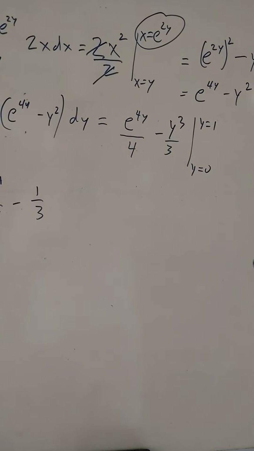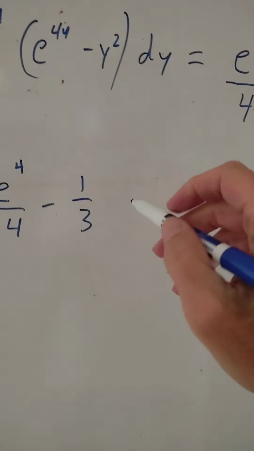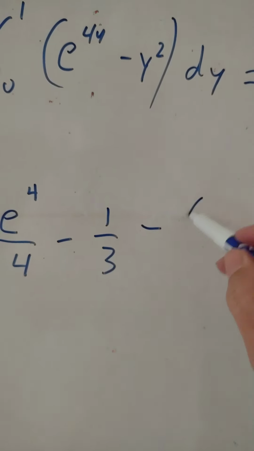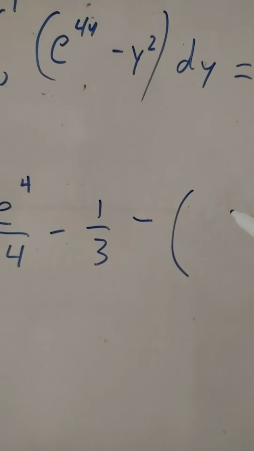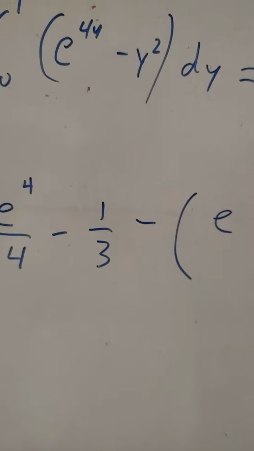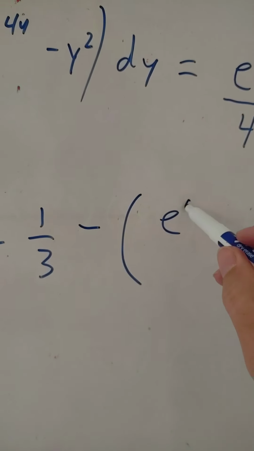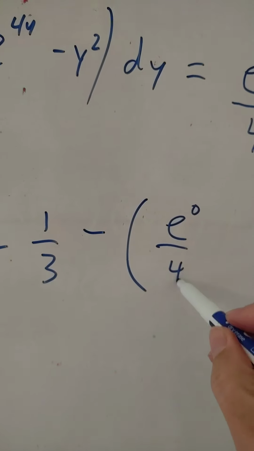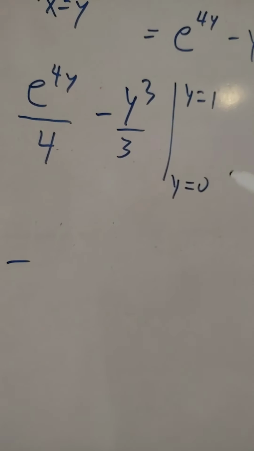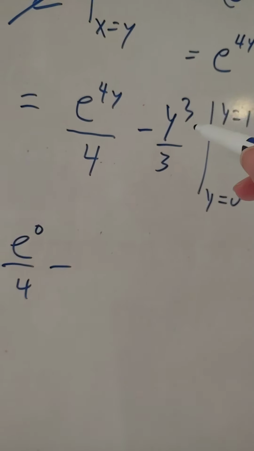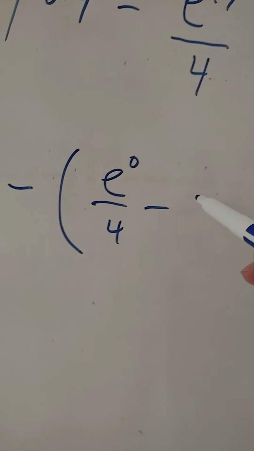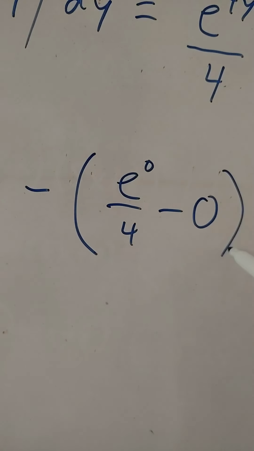And then we've got to go minus, and then we let y equal 0. So now it's going to be minus the expression. When I let y equal 0, I'm going to get e to the, and then 4 times 0 is 0. So I'm just going to write e to the 0 over the 4 minus, and when I input the 0 here, 0 cubed is 0. 0 divided by 3 is just 0. So I'm just going to write 0.